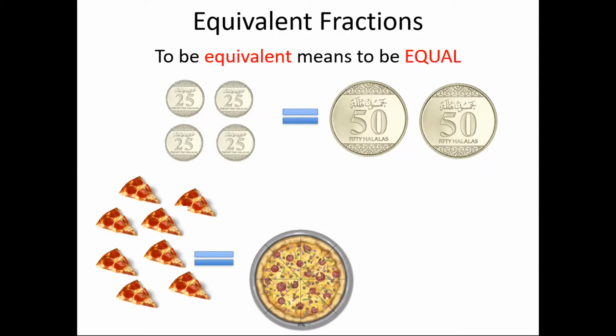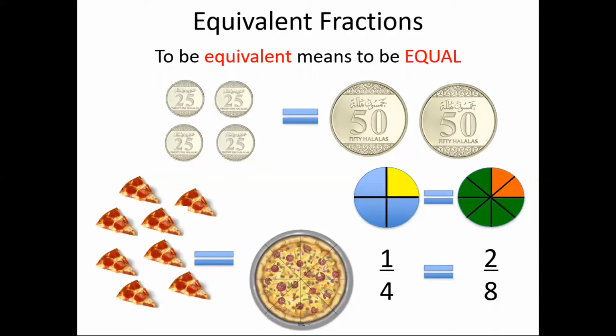So this is equivalent. And we have here the area of the shaded part in the first shape equal to the area of the shaded part in the second shape. The first shape is 1 out of 4. The second shape is 2 out of 8. So 1 out of 4 is equivalent to 2 out of 8.